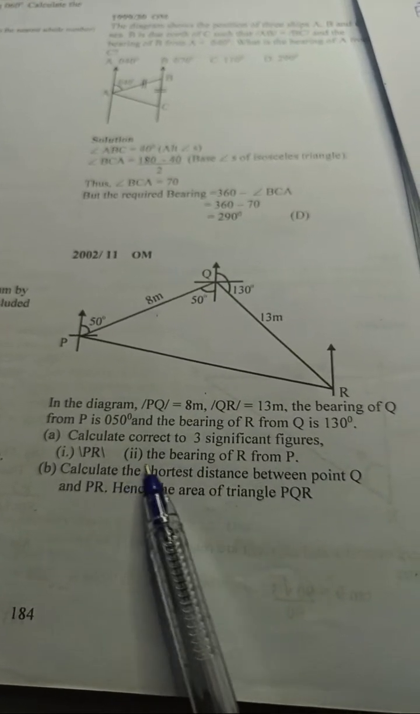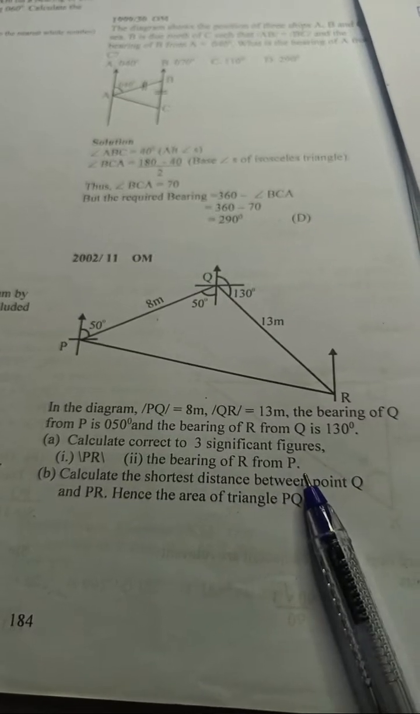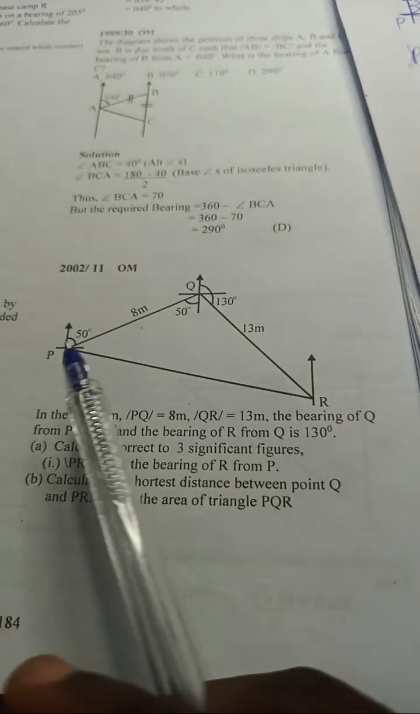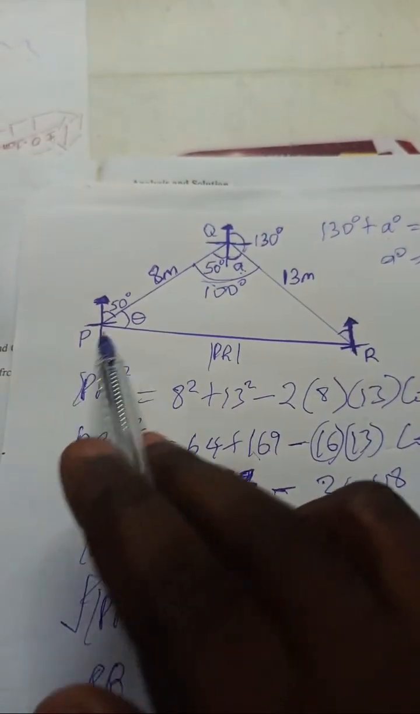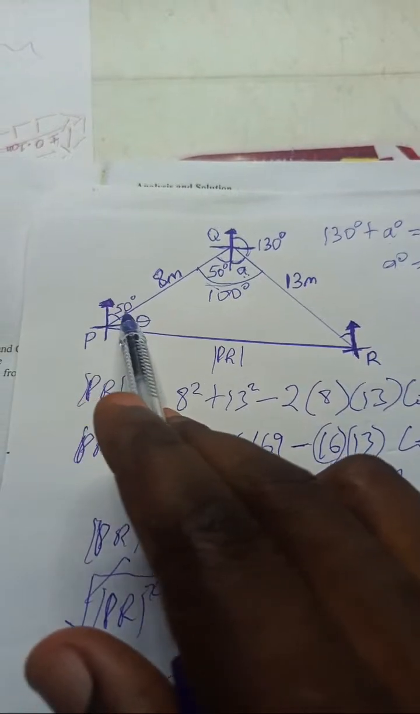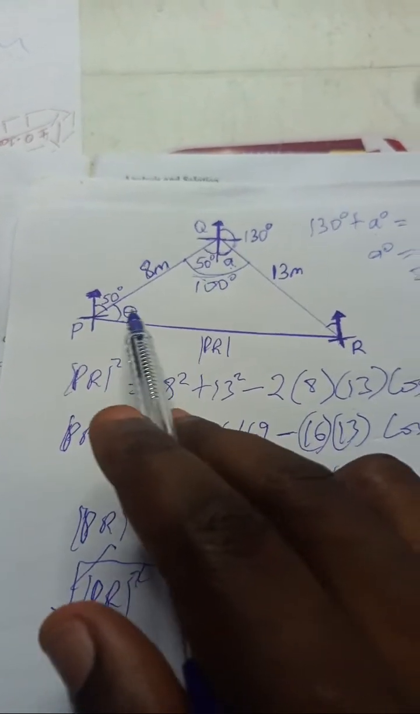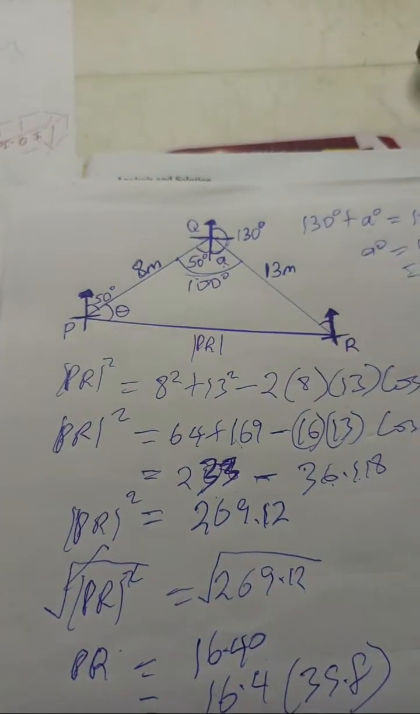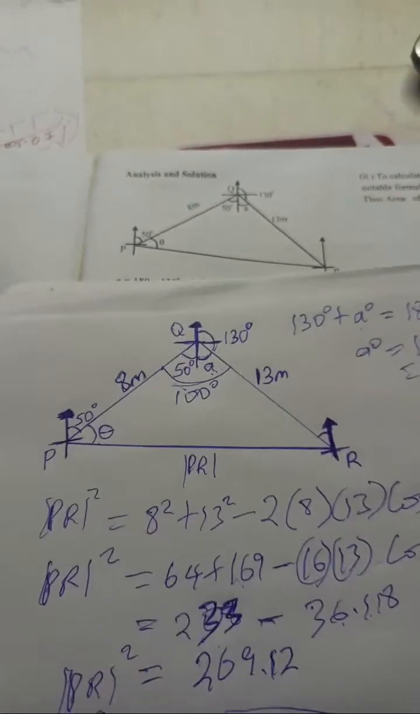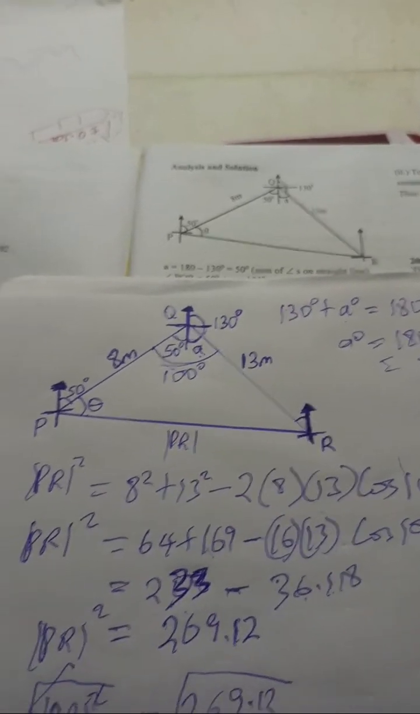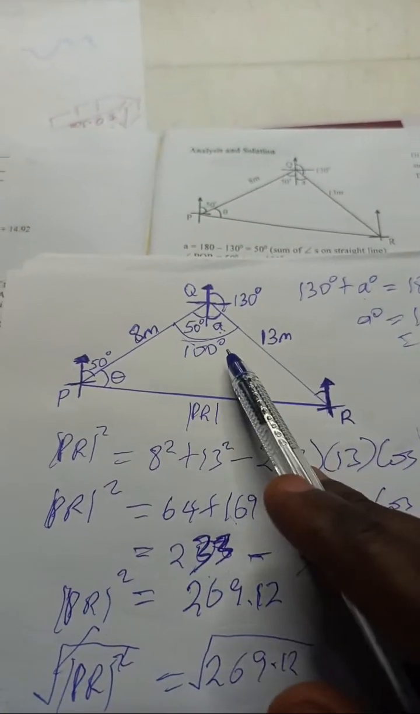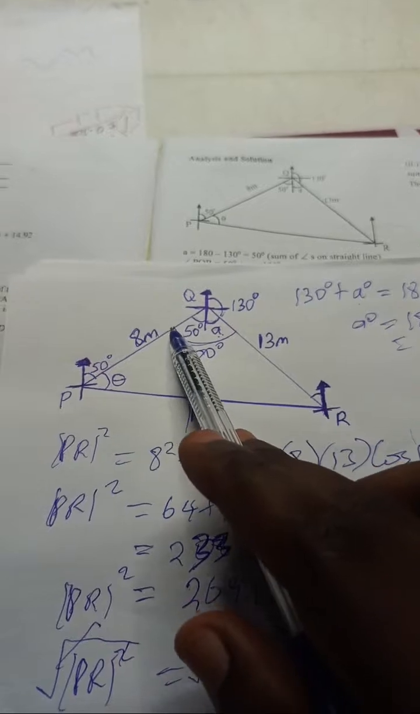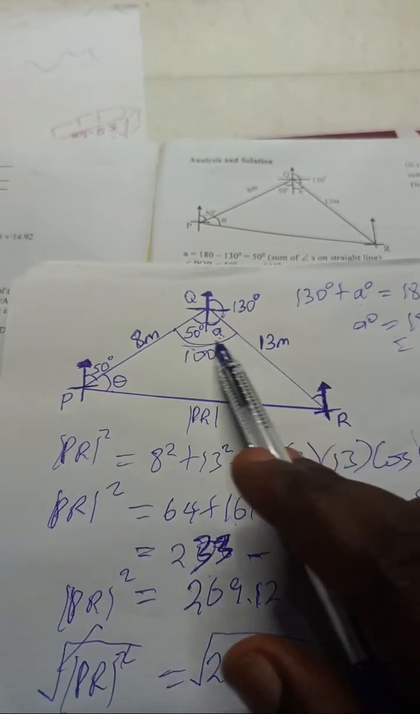The next question says the bearing of R from P. The bearing of R from P means this place, and that's what I was saying the other time. So the bearing of R from P means from here to here. So we need to get what is internal here. And if you want to get what is internal, we'll be using the sine rule, because this triangle is not a right angle triangle.